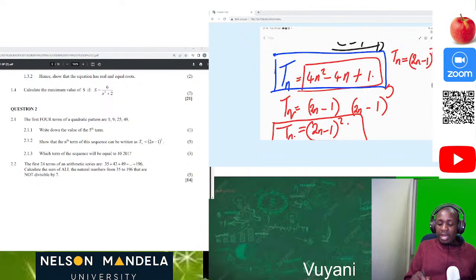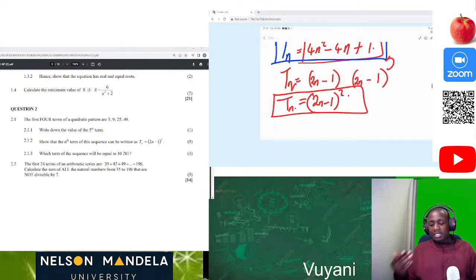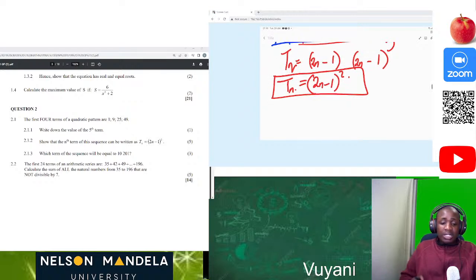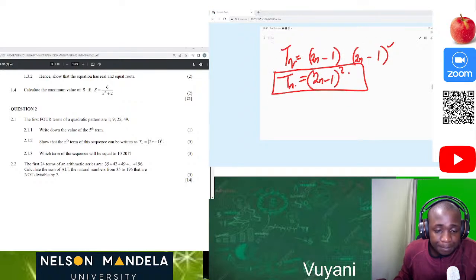Since this is a quadratic sequence, we know that we can just treat it as a quadratic equation, then we can get our correct answer just like that. Now after that, Tn is equal to (2n minus 1) multiplied by (2n minus 1). If you don't know how to find factors, please look at the videos. Also, we have a video on how to solve for x that will be able to assist you in the process. Now let's move forward to the next question.